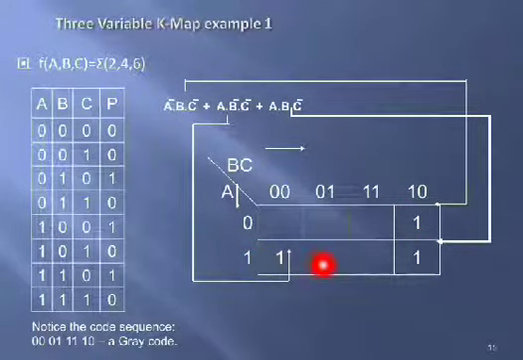The cells are m0, m1, m2, m3, m4, m5, m6 and m7. So m2 will be 1, m4 will be 1 and m6 will be 1. The corresponding ones should be placed in the corresponding cells m2, m4 and m6. The min term corresponding to m2 will be A bar, B, C bar, the min term corresponding to m4 will be A, B bar, C bar, and the min term corresponding to m6 will be A, B, C bar. So this is 0 1 0, 1 0 0 and 1 1 0. These are the min terms corresponding to the given function m2, m4 and m6.